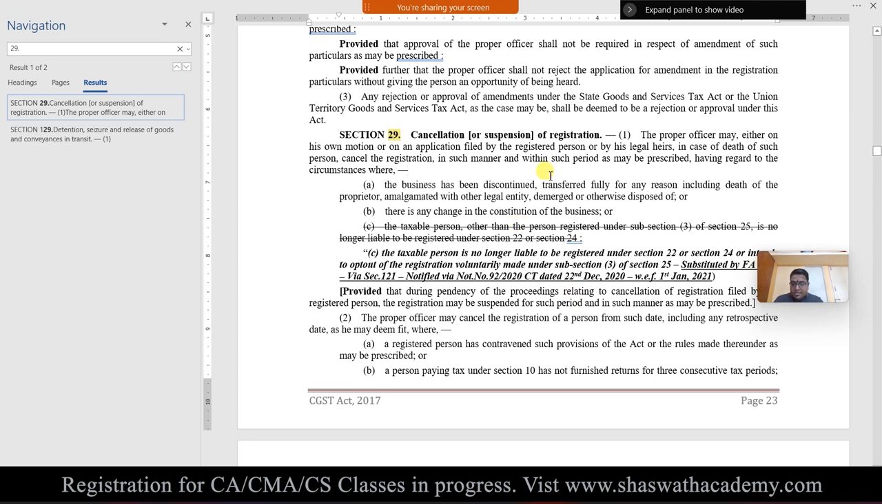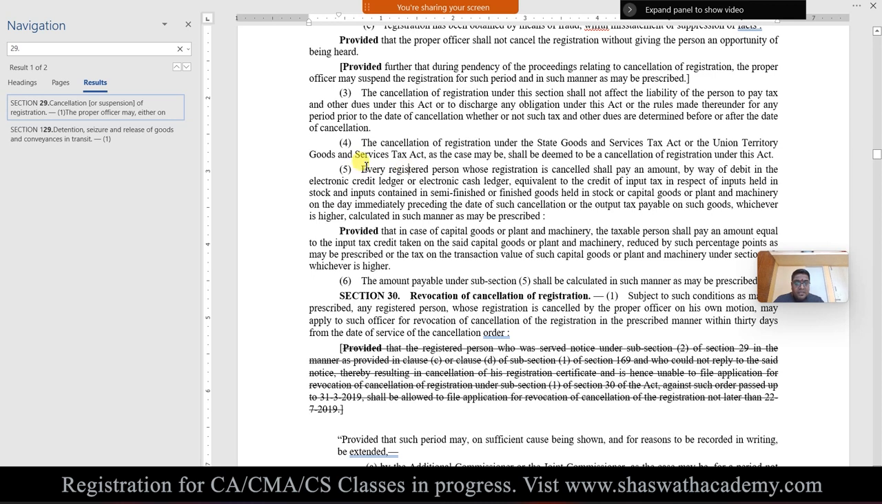Look at Section 29, cancellation of registration. Come to subsection 5. What does it say? Every registered person whose registration is cancelled shall pay an amount by way of debit in the electronic credit ledger or the electronic cash ledger. Equivalent to what? Equivalent to the credit of input tax in respect of the inputs held in stock, inputs contained in semi-finished and finished goods held in stock, or capital goods or plant and machinery on the day immediately preceding the date of such cancellation, or the output tax payable on such goods, whichever is higher. There is a calculation they are saying. Until this point, it is a reversal of input tax credit taken on the stock.